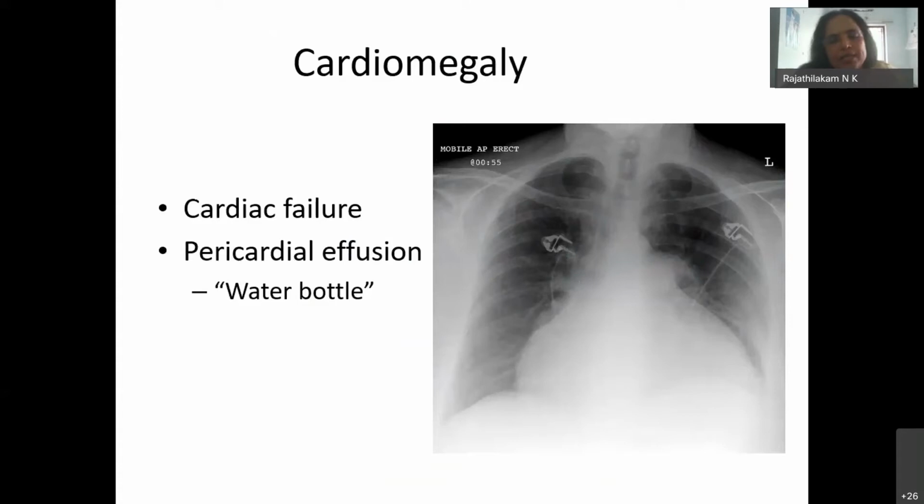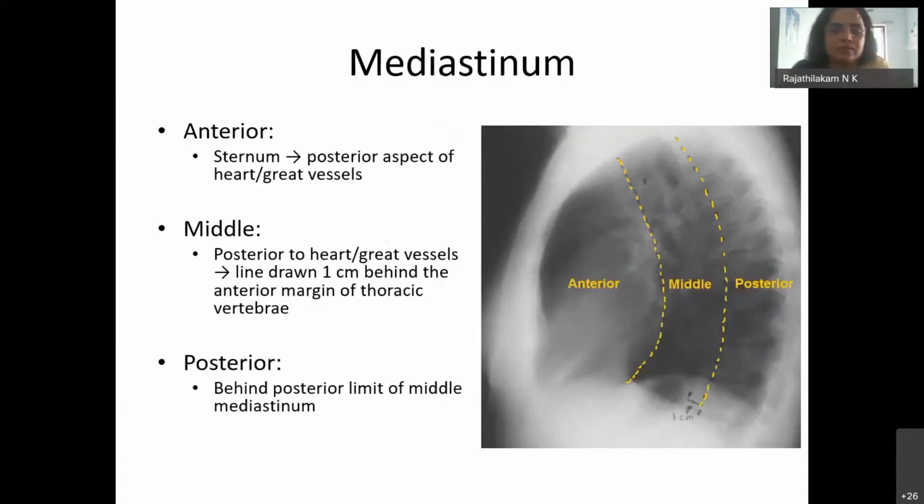This is cardiomegaly. It is usually seen in cardiac failure and pericardial effusion. It is a water bottle-like heart. Next. Next. This is the mediastinum.